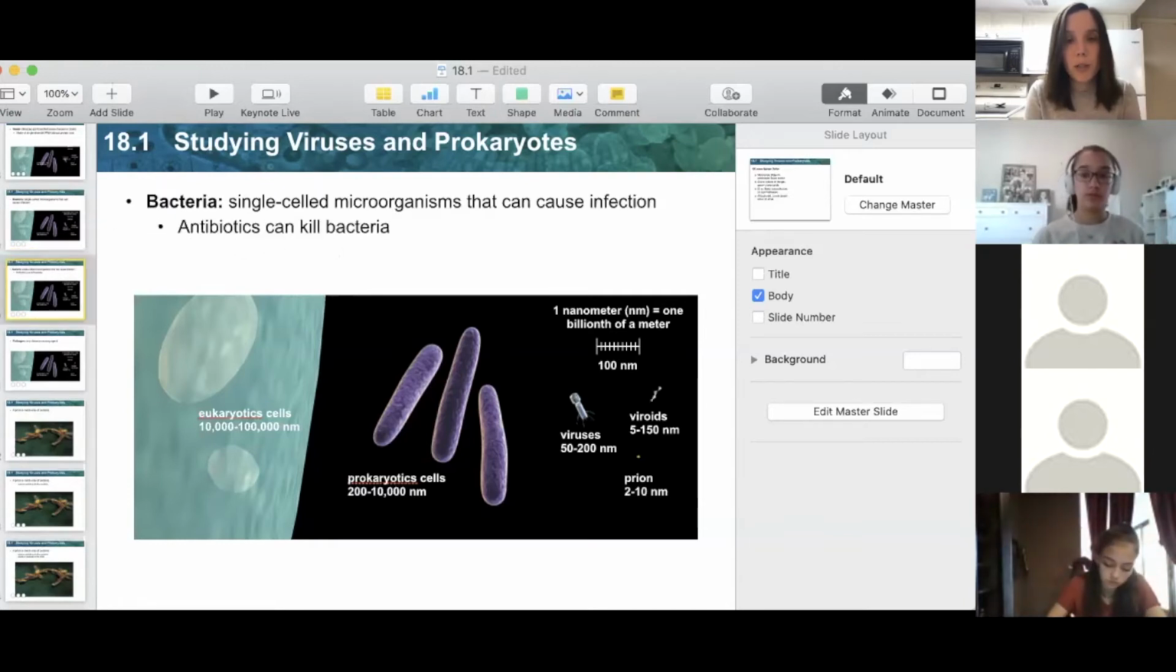Antibiotics can kill bacteria. So if you have an infection that's bacterial, antibiotics can help to treat that infection, but they don't work on viruses. So if you have a cold or a flu, you're not able to take antibiotics for that because the cold or the flu are caused by viruses, which don't respond to antibiotics.